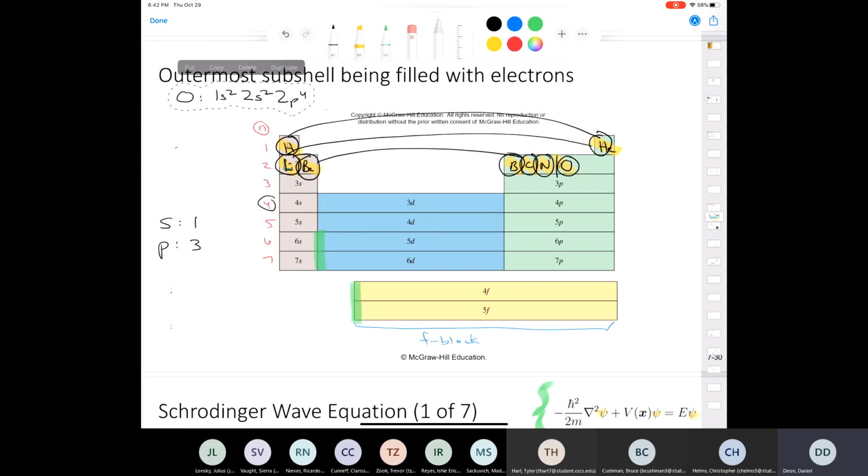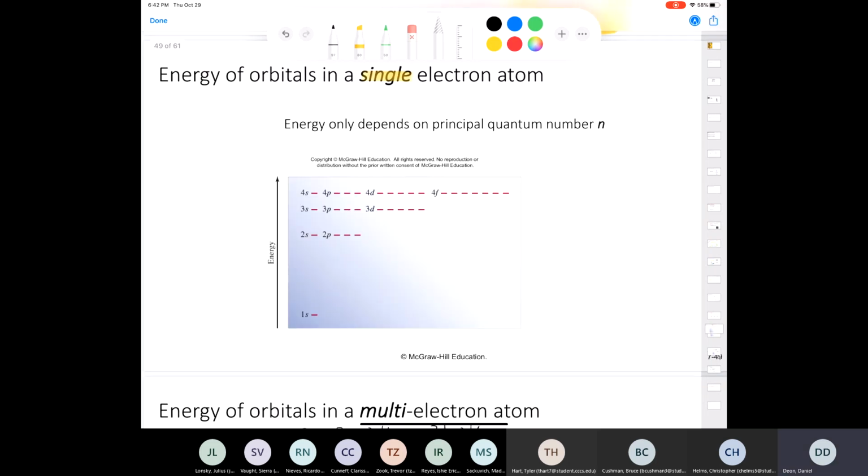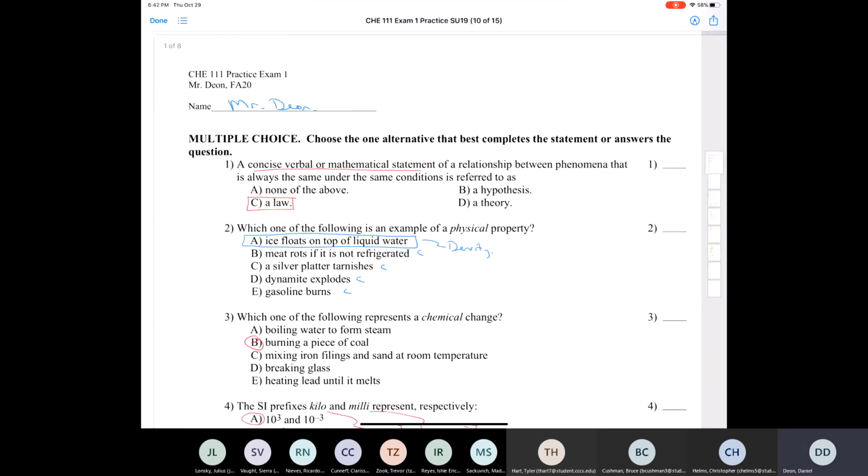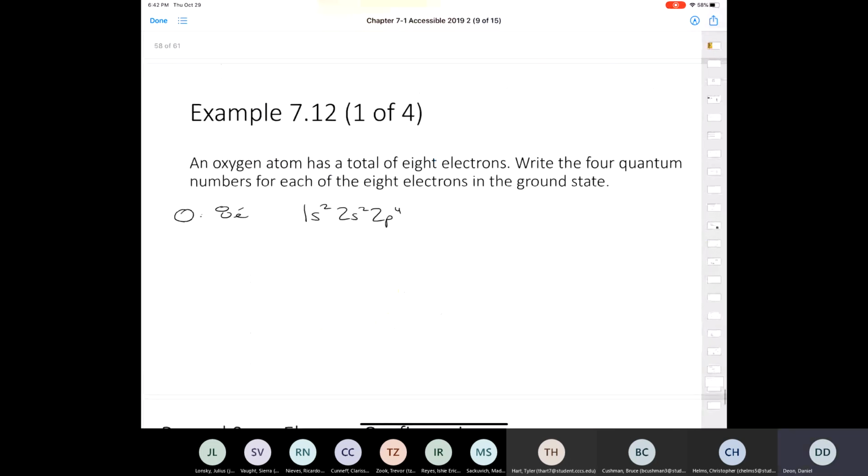Let's copy it. We'll bring it back wherever we were, right down here. There. So there's our electron configuration for our oxygen. Now, what does that mean? Let's start with these 2 electrons right here.